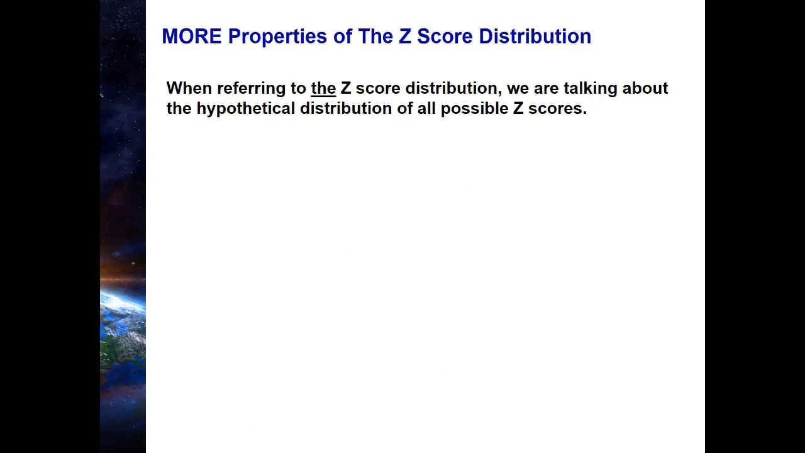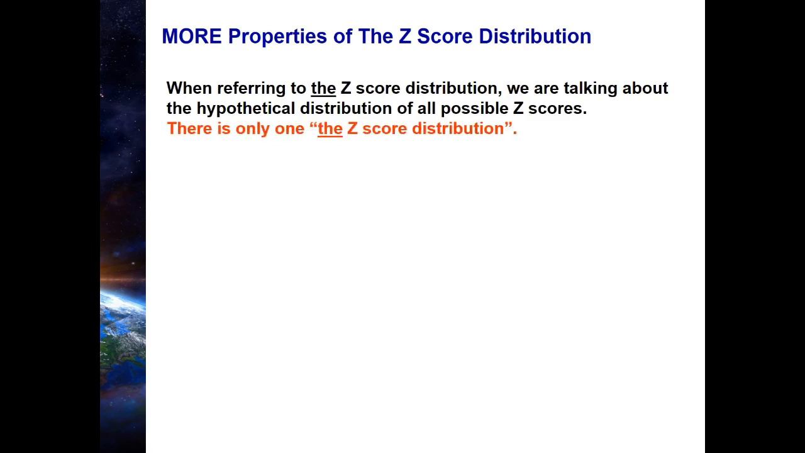More properties of the z-score distribution. When referring to the z-score distribution, we are talking about the hypothetical distribution of all possible z-scores. Past, present, future, universe and beyond. There's not one z-score left out. All right. And again, that is what we're talking about when we reference the z-score distribution.